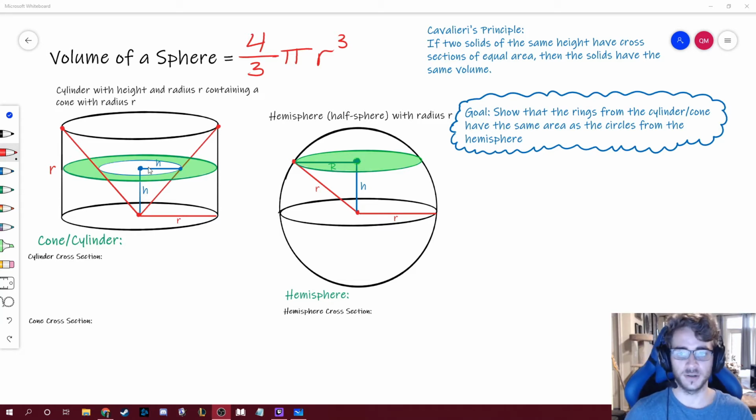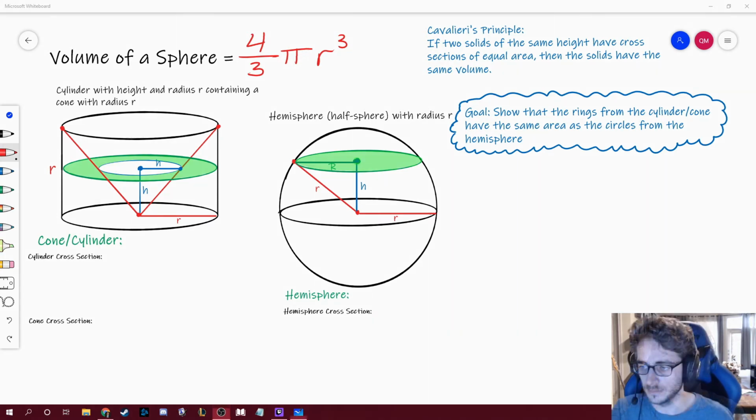So the two solids that we care about are a cylinder that has an inverted cone kind of cut out of it, and the hemisphere. And we're going to use Cavalieri's principle to show that those two are the same. So basically, we need to algebraically show that the ring structure here that I've made with this green circle has the same area as the cross section from the hemisphere. And they have to be the same at the same time. So depending on the height, we want the areas to be the same.